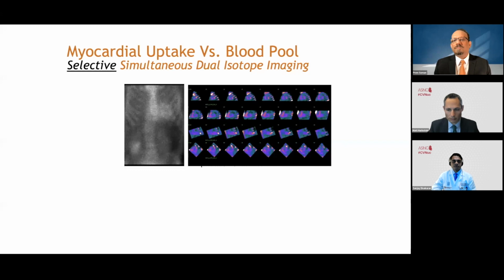As you know, thallium is about 80 keV and technetium is about 140 keV. So you can inject both tracers and then set the two windows of acquisition and acquire a simultaneous dual isotope study. This allows the contours derived from the perfusion scan to be seamlessly and accurately applied to the pyrophosphate scan.